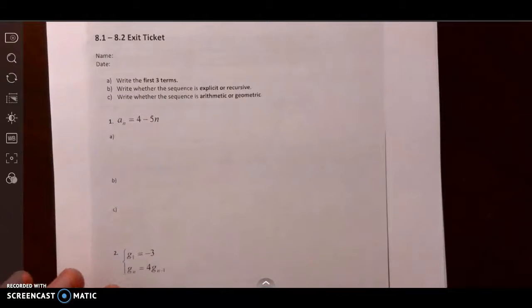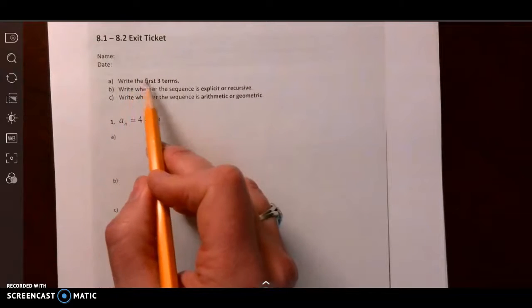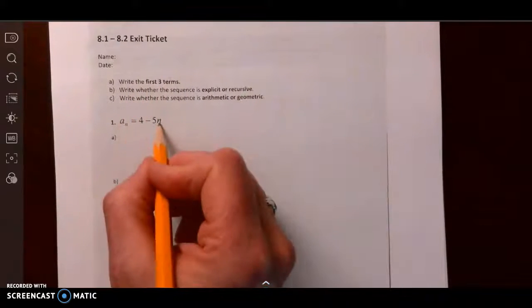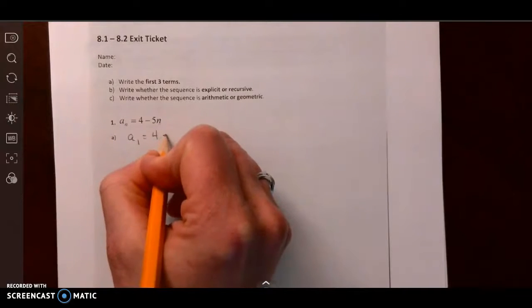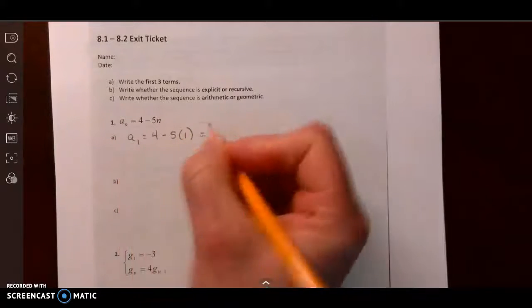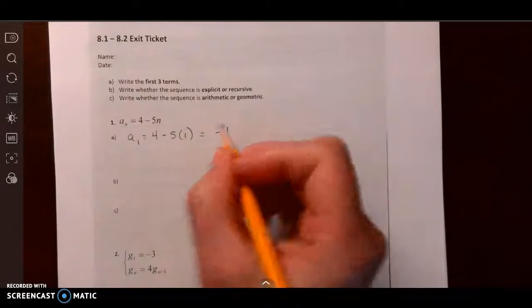Alright, so here's the exit ticket from 8.1 and 8.2, looking at arithmetic and geometric sequences. First, write the first three terms. So I'm given an explicit formula. A sub 1 would be 4 minus 5 times 1. 4 minus 5, that would be negative 1.